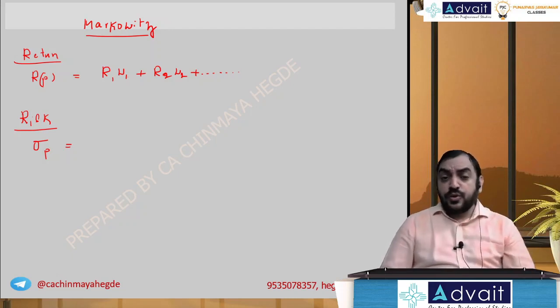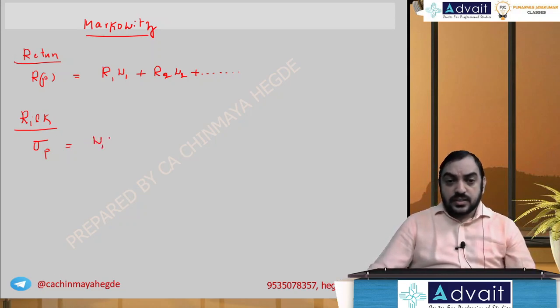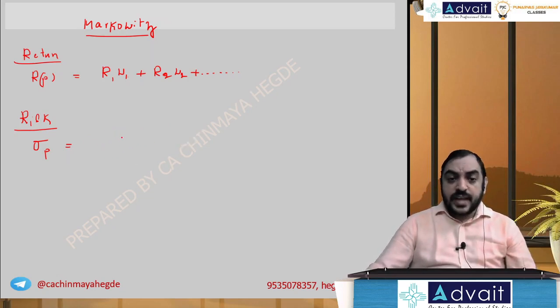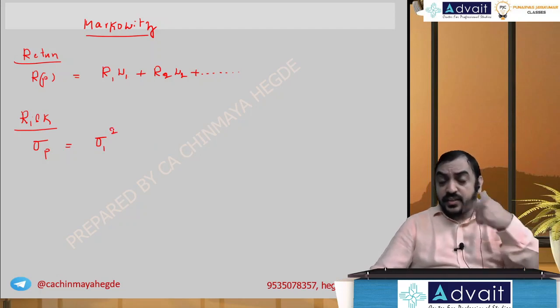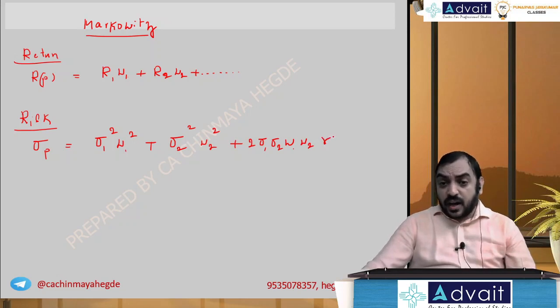Risk of the Markowitz portfolio is given by a formula, A plus B, whole square root. You see, the formula looks like this. It looks big, but don't worry, it's a simplified one only. W1 square sigma 1 square plus W2 square sigma 2 square, where sigma 1 is the standard deviation of the first security, squared, which is the variance. Plus 2 sigma 1 sigma 2 W1 W2 multiplied by R between 1 and 2, whole square root.